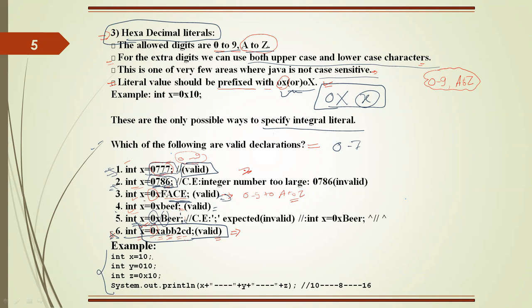Now this is the example. x equals 10 and y equals 0101, which is octal. You can take it. This is also valid. Here it prints the values: 10, then 65 for the octal, and the hex one prints 16.